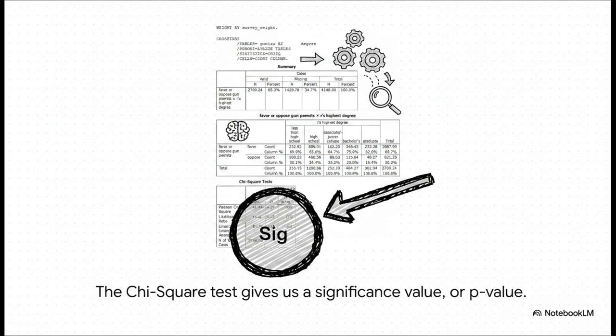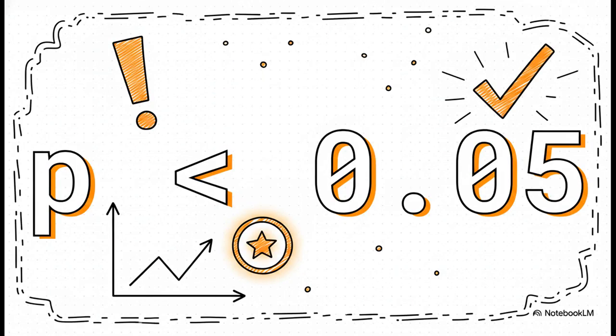This one number holds the answer we're looking for. In our case, the p-value is 0.000. Now, in the social sciences, our magic number, our line in the sand, is usually 0.05. If our p-value is less than 0.05, we can start to get excited. And, well, 0.000 is definitely smaller than 0.05.